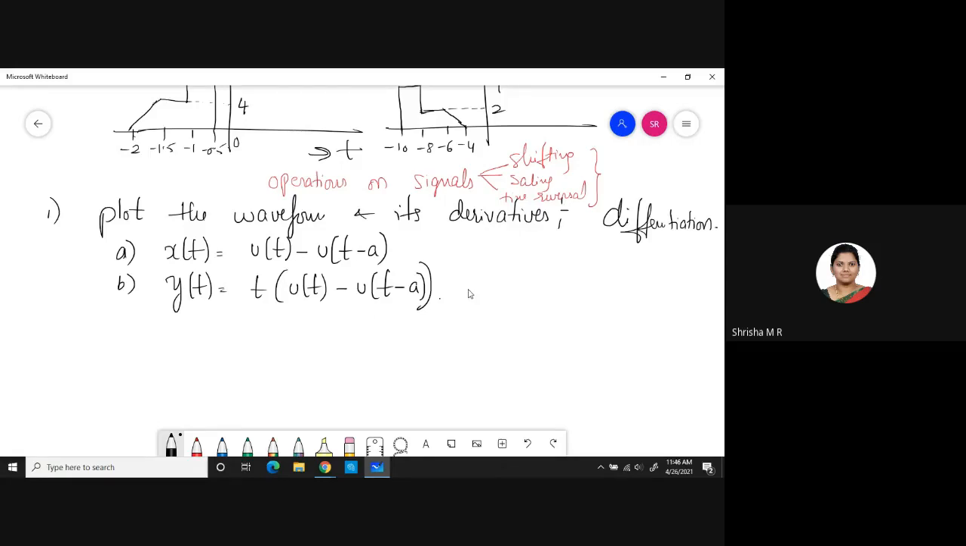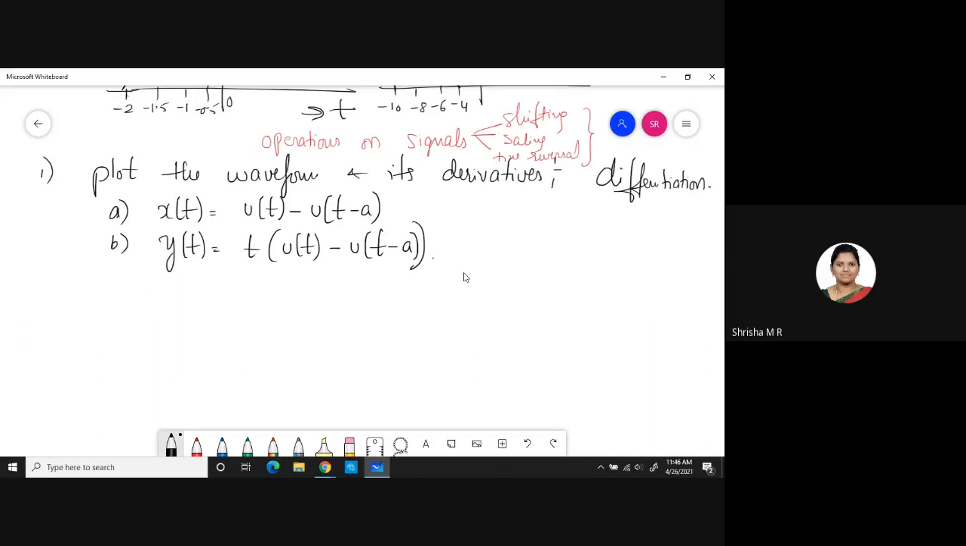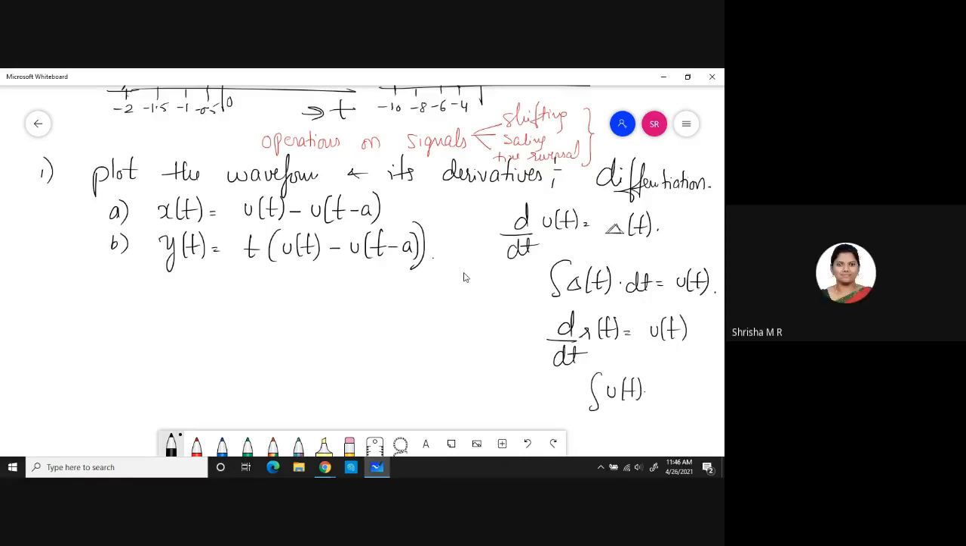What is the differentiation of unit step? Impulse. d by dt of u of t is nothing but delta t, or the impulse signal, correct? So if you integrate delta t with respect to t, you get u of t. One more thing I had told you: if you differentiate the ramp signal r of t, it will be u of t. Similarly, if you integrate u of t with respect to t, you get r of t. Keep this in mind, it will be handy for solving problems like this.